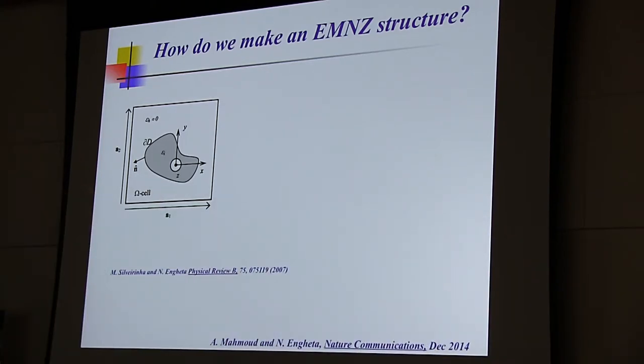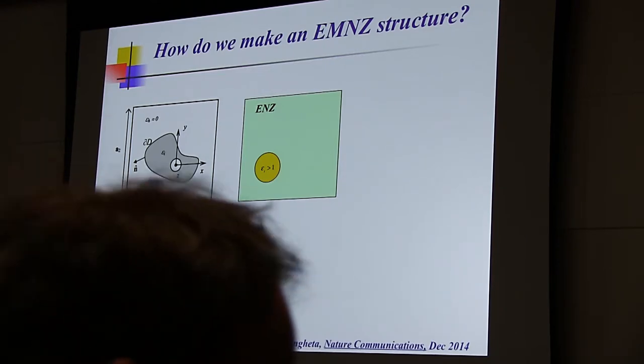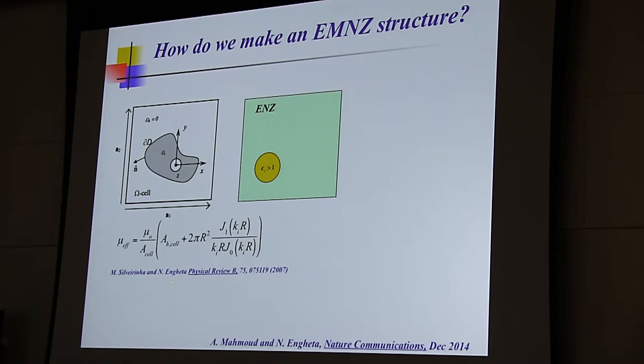Now, just to give you an intuitive feeling of how you can do it, let's assume that this dielectric rod has a circular cross-section. If it has a circular cross-section, the formula becomes very, very simple. In fact, this formula is our prescription. If you look at this formula, you notice that you can design the radius of this dielectric rod, the epsilon of this dielectric rod, and the area of this cell such that this effective mu becomes zero. Very simple recipe.